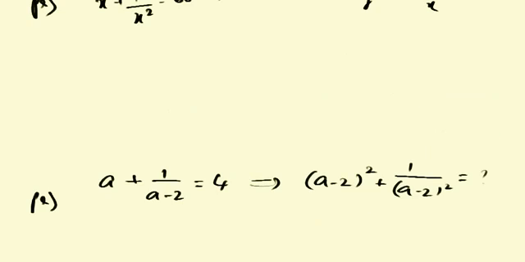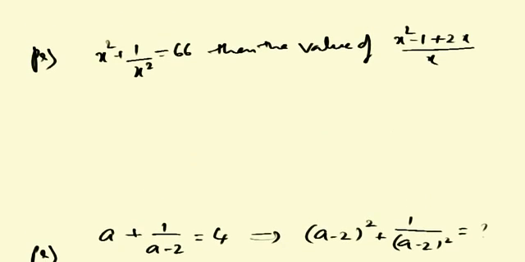What is given in the first problem? It is given that x square plus 1 by x square is nothing but 66. Then find the value of x square minus 1 plus 2x by x. Friends, all these problems are previous year questions. We are discussing all the previous year questions now. So let me solve this problem easily.